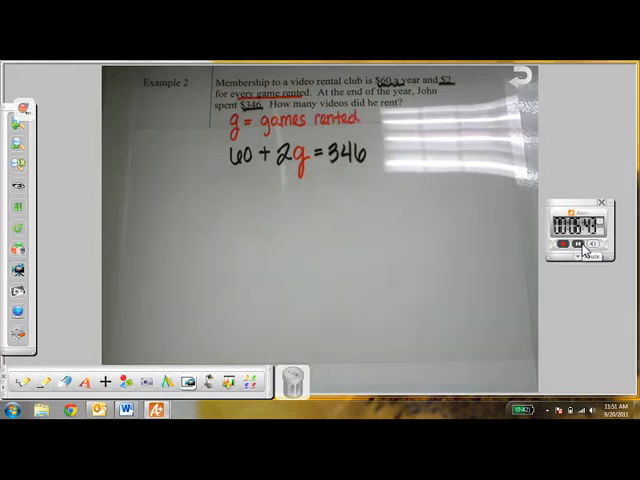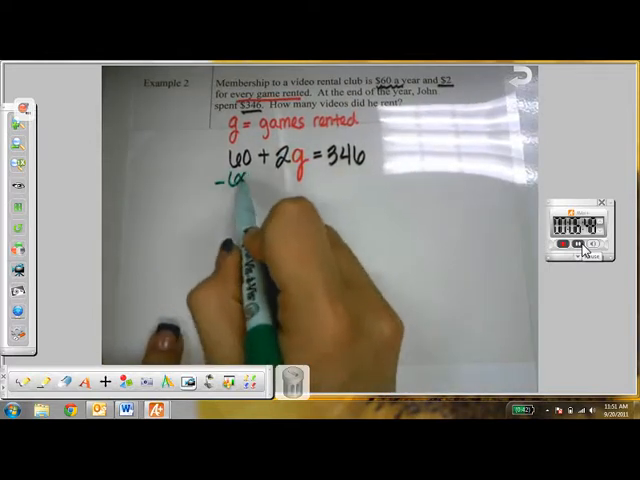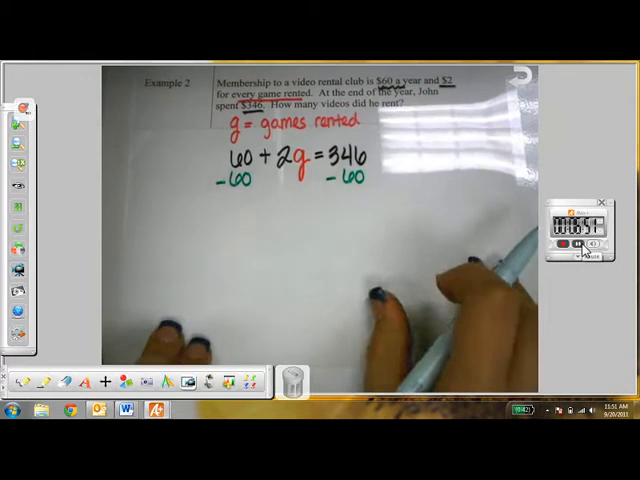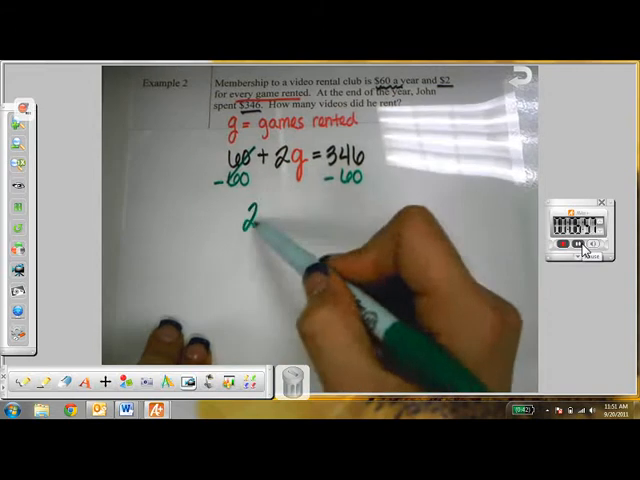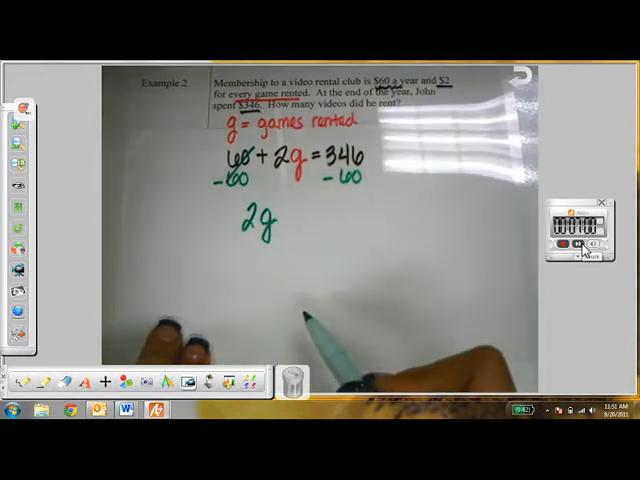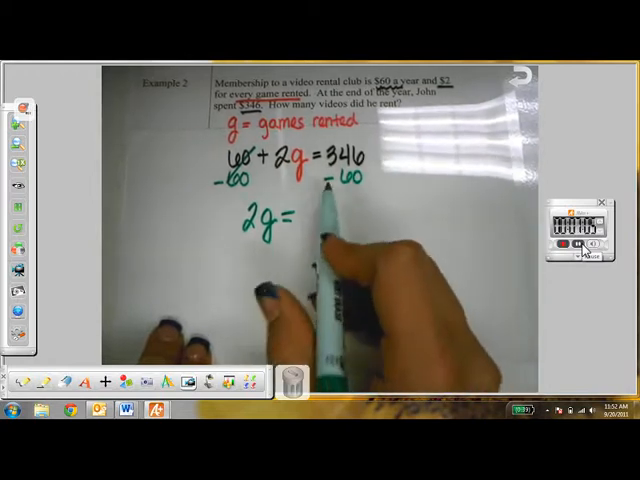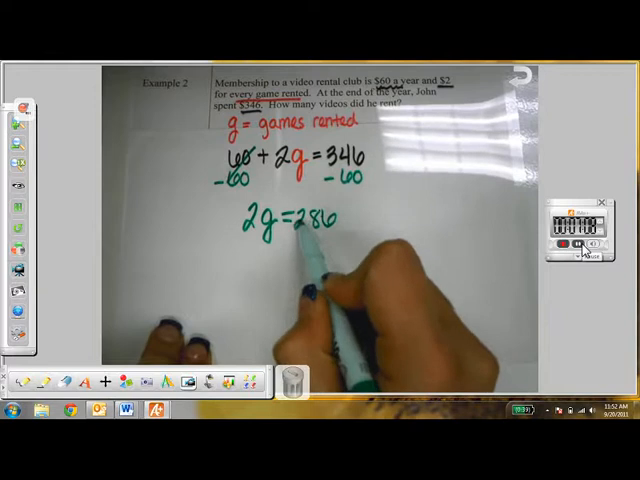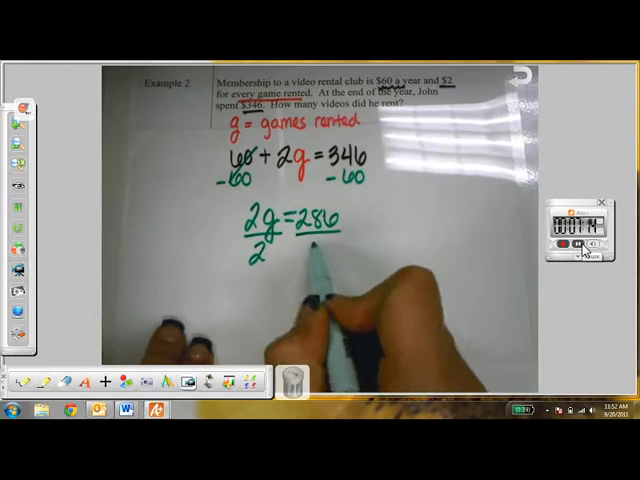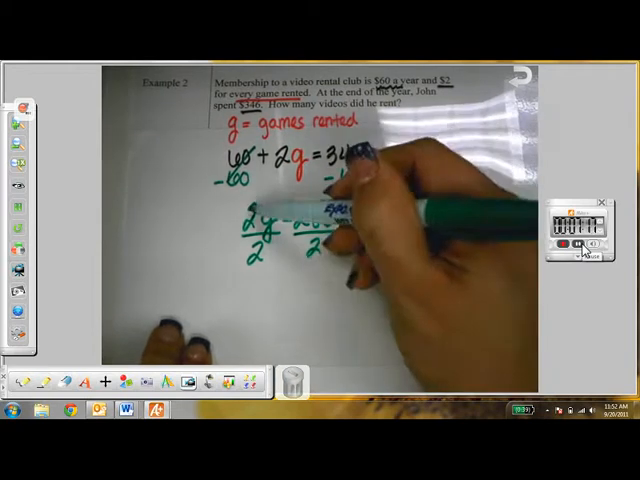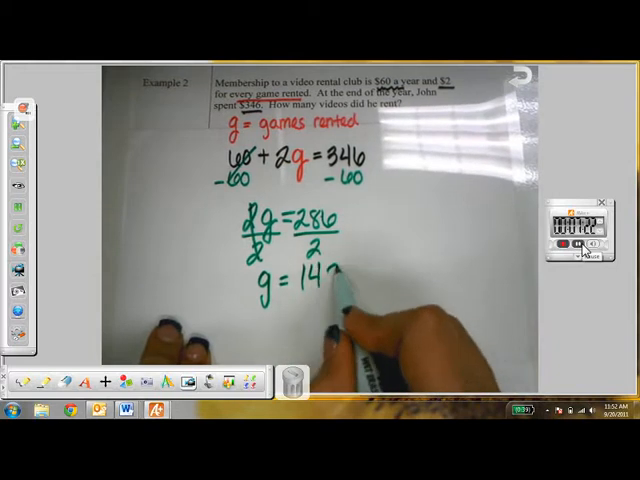Now this is just a 2-step equation that we already know how to solve. We want to get G by itself. First we have to subtract 60 from both sides. 60 minus 60 gives me 0, so on the left I'm left with just 2G equals 346 minus 60, 286. Lastly, to solve for G, divide both sides by 2. 143. So G equals 143 what? Games.